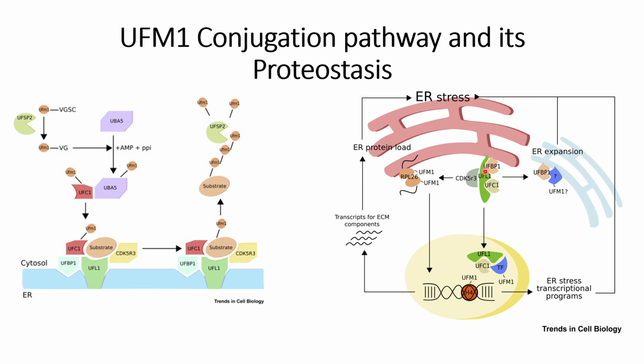The other thing is that they will form a complex similar to the one we have just studied in the conjugation pathway, that is UFBP1, UFL1, UFC1, and CDK5R3. This complex will either go into the nucleus, or it will go towards the formation that is responsible for the disruption of the transcripts for ECM components such as collagen. So in this pathway, it will disrupt the transcriptional genes that play a role towards ER stress. So ER stress transcriptional programs will get disrupted.